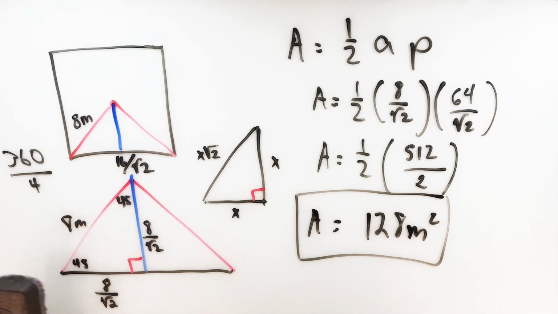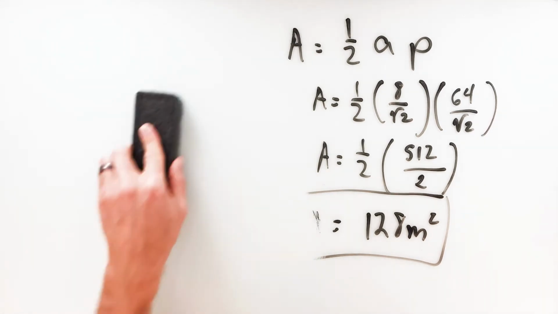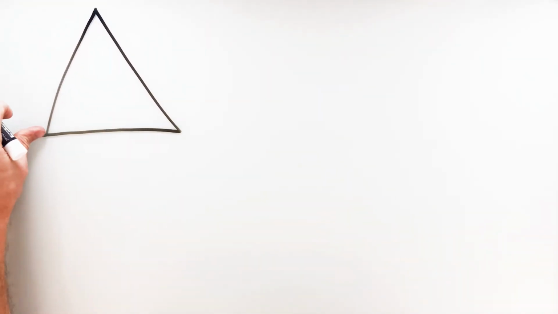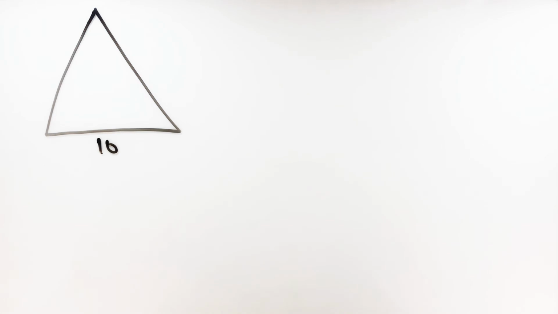All right, let's do one last example. Okay, let's go with the equilateral triangle. So we've got an equilateral triangle. I will give you one side length of 10. So to find the area of this equilateral triangle, I've got one side length of 10.